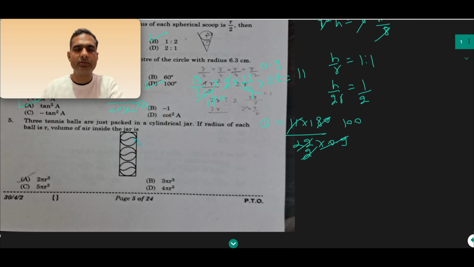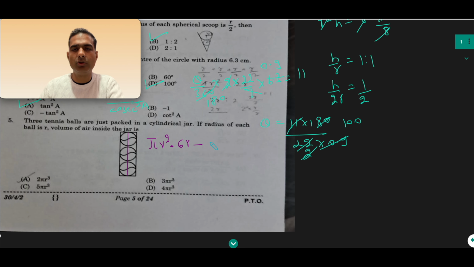To get the volume of the cylinder, we can see that radius of the cylinder will be same as the radius of the ball. So volume of a cylinder is pi r square h. We can see h will be this height, and this height is equal to 6 times the radius of the ball. So its height is 6r. So pi r square h, minus the volume of the ball.